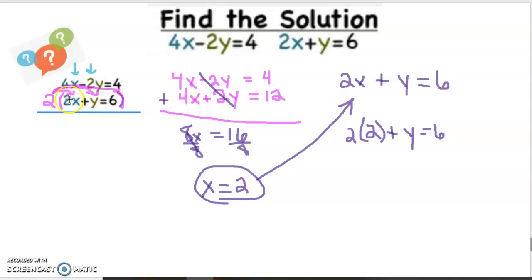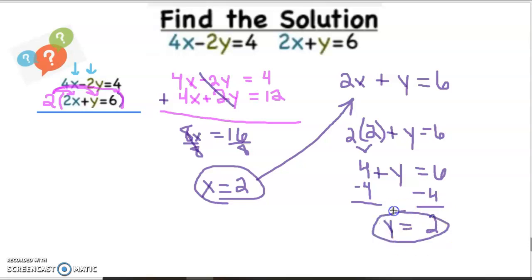it just looks easier to work with than the first one. So that just tends to be the reason I do that. 2 times 2 is 4 plus y is 6. Some of you can do this right in your head, but if you can't, you can always subtract 4 on both sides. And you get a value of 2. So y equals 2. Well, isn't that funny?